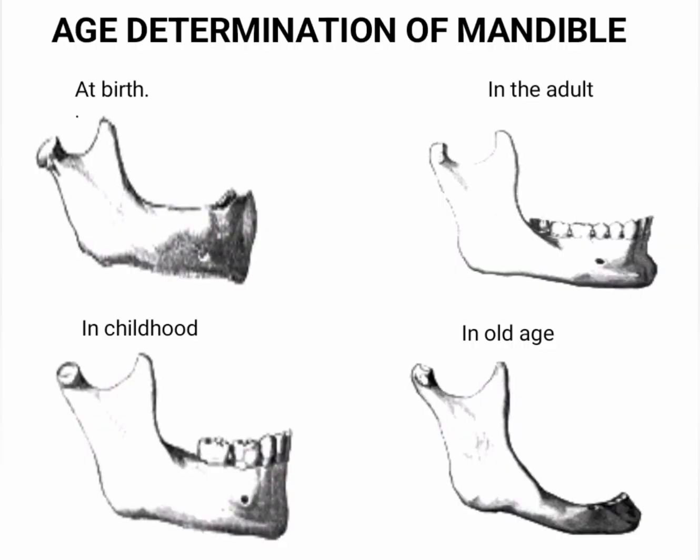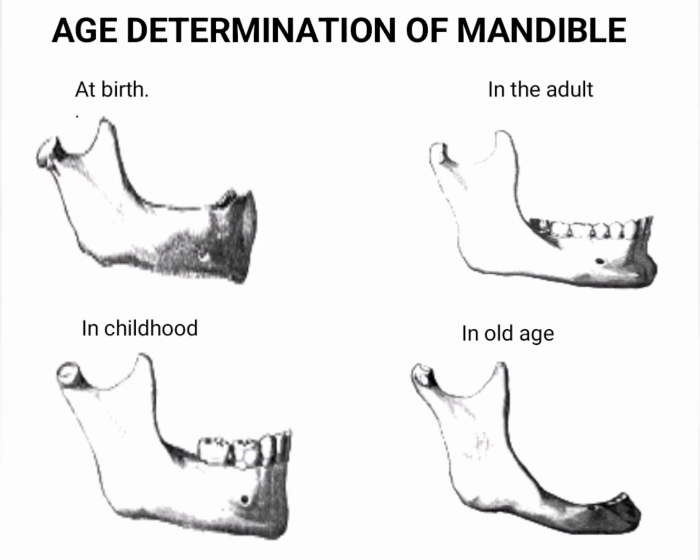Age determination of mandible can be done by the position of the mental foramen. The mental foramen is present nearer to the lower border at birth because the subalveolar bone is not formed. At adulthood, it will be in the middle because the subalveolar bone is formed. And during old age, it will be nearer to the alveolar border as bony resorption of the alveolar border occurs.